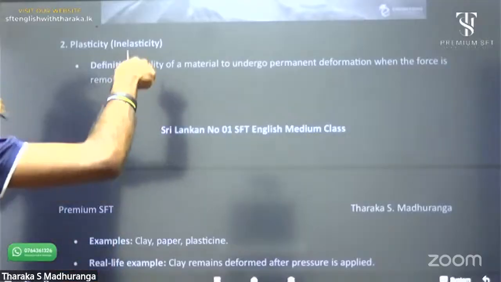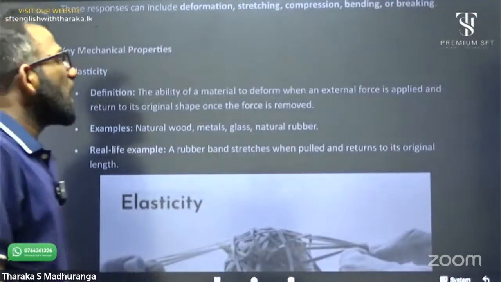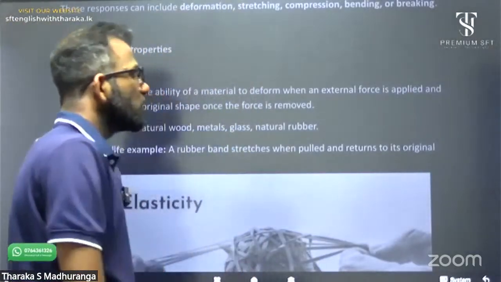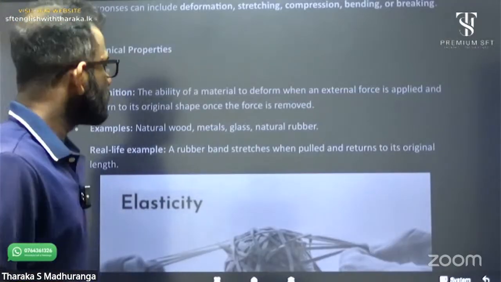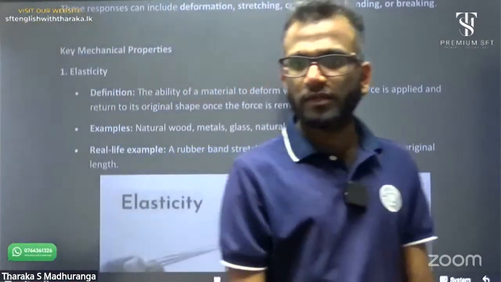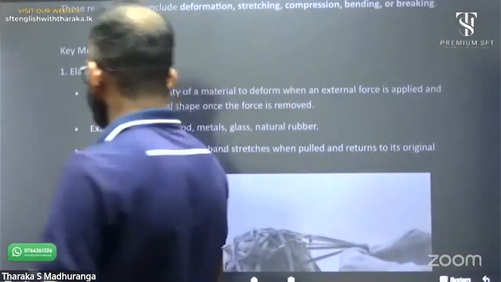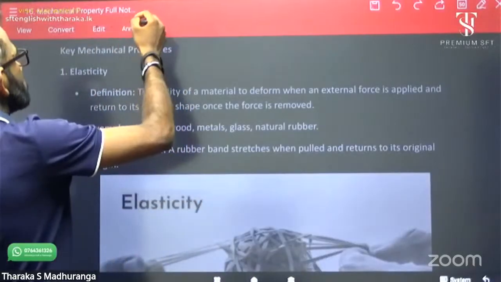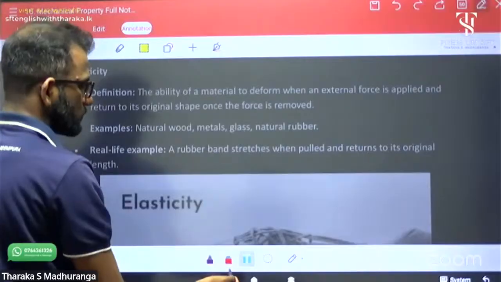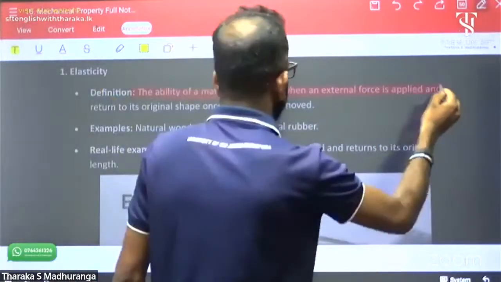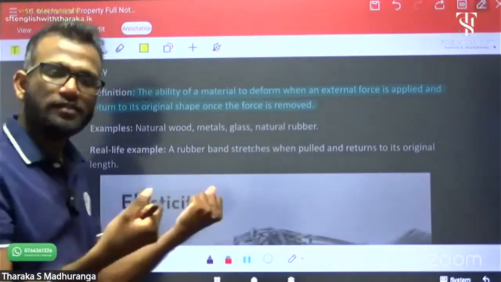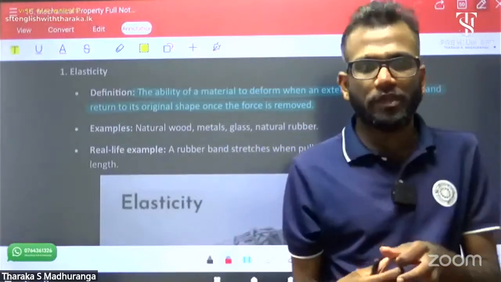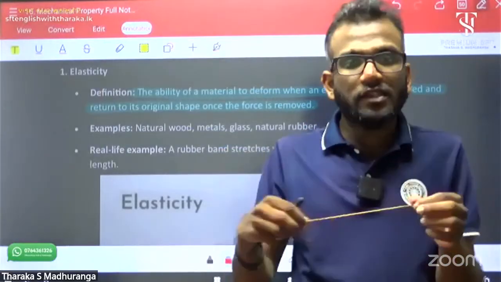Okay, see the definition. Elasticity is the ability of any material to deform when an external force is applied and return to its original shape once the force is removed. Okay, this is the definition. Please highlight this. The ability of any material to deform when an external force is applied, and when it is released, it comes back to its original position. Then they are elastic materials.